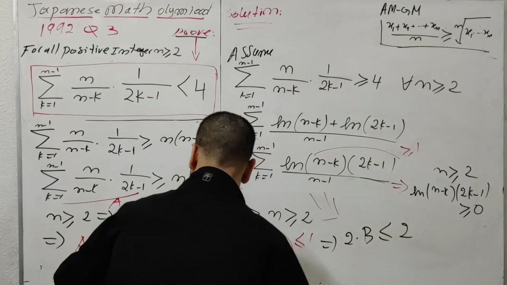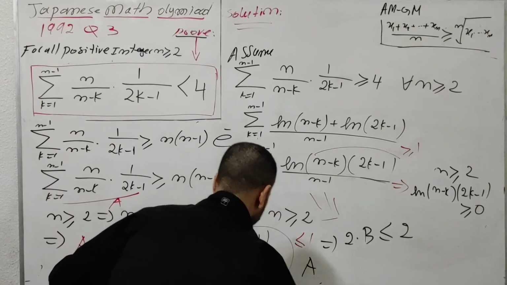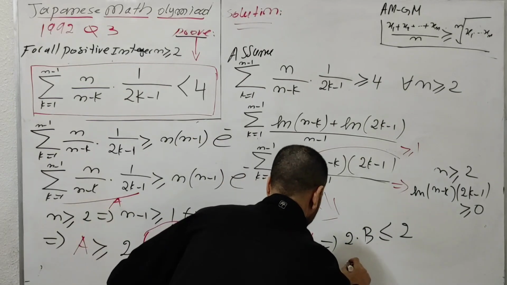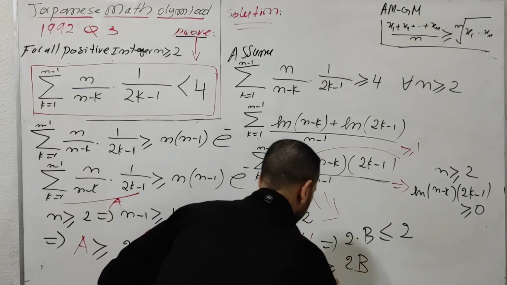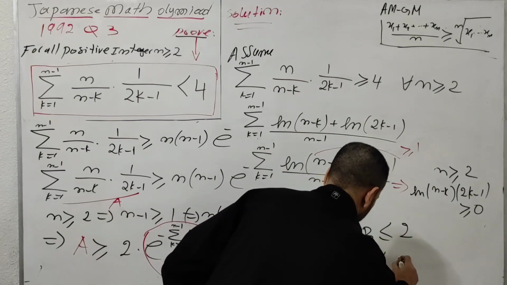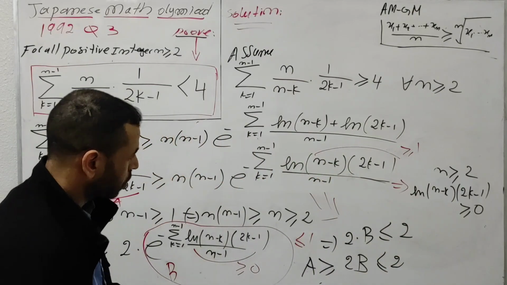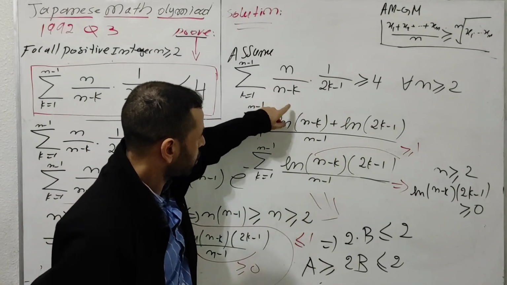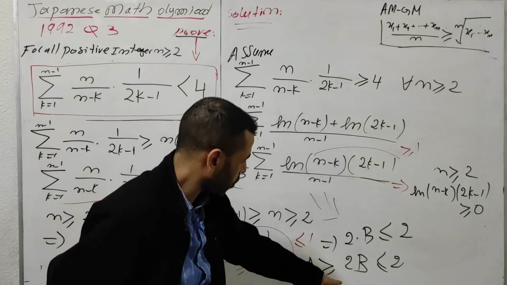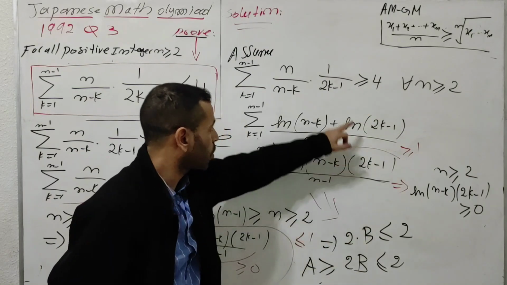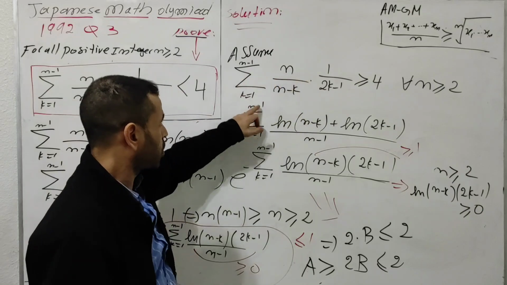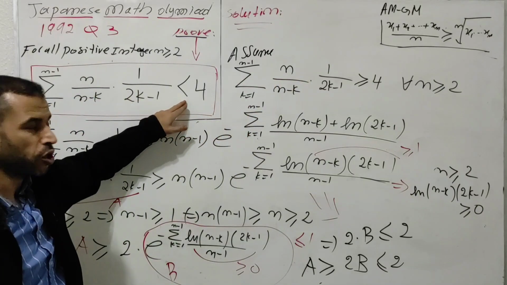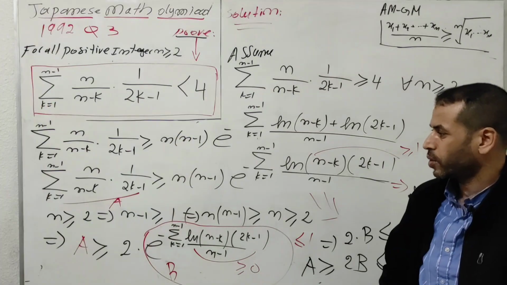And at the same time we found A is superior or equal to this term, 2B, and at the same time this term is inferior or equal to 2, because we assumed this sum, capital A, is superior or equal to 4, and we found a contradiction. Okay, that means our assumption was wrong. This sum is not superior or equal to 4. This sum must be strictly inferior to 4. Okay, now I have done with this problem.